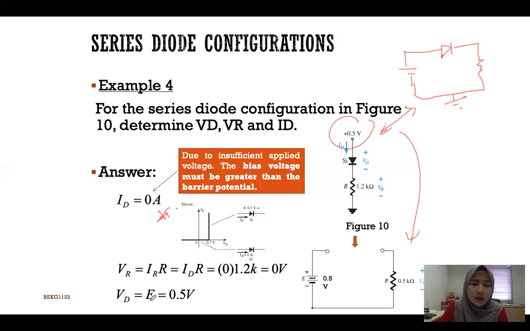And you can calculate for the VR. So VR is IR multiplied by R. IR is equal to ID. However, ID is equal to 0. So VR is equal to 0. And then you can calculate for the VD using the KVL. Since VR is equal to 0, VD is actually equal to E, which is equal to 0.5 volt.